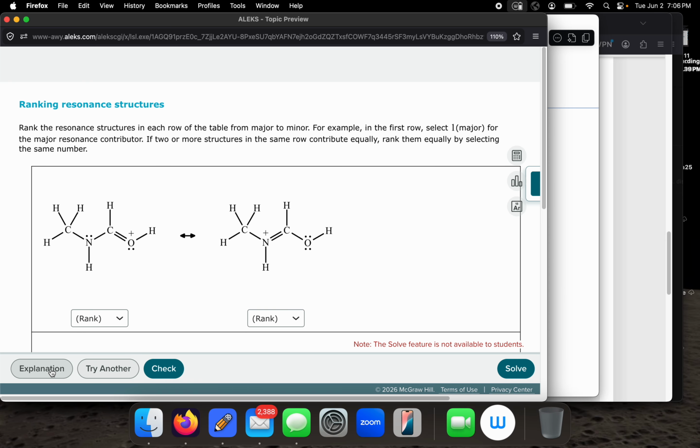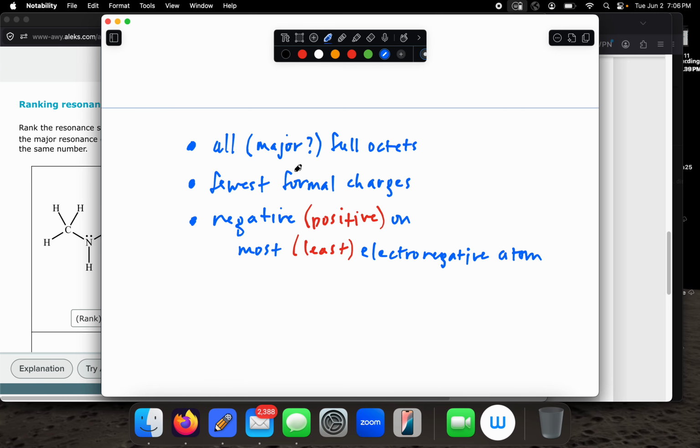The next thing we're going to ask is, do the structures have few formal charges, or hopefully zero formal charges? That's going to be a priority. And then the third criterion is that the negative formal charges are going to be on the most electronegative atoms. And of course, the positive charges are going to be on the least electronegative atoms. Okay, so let's look at this.